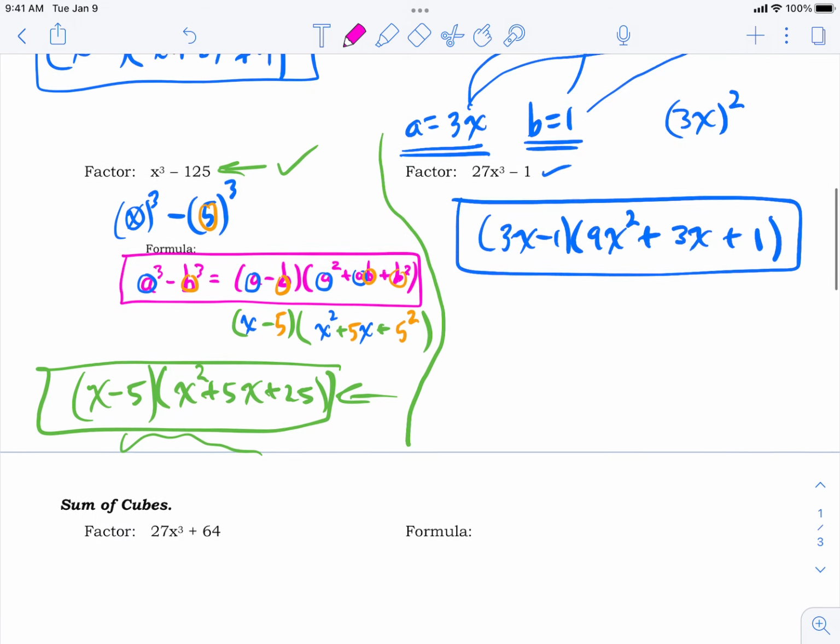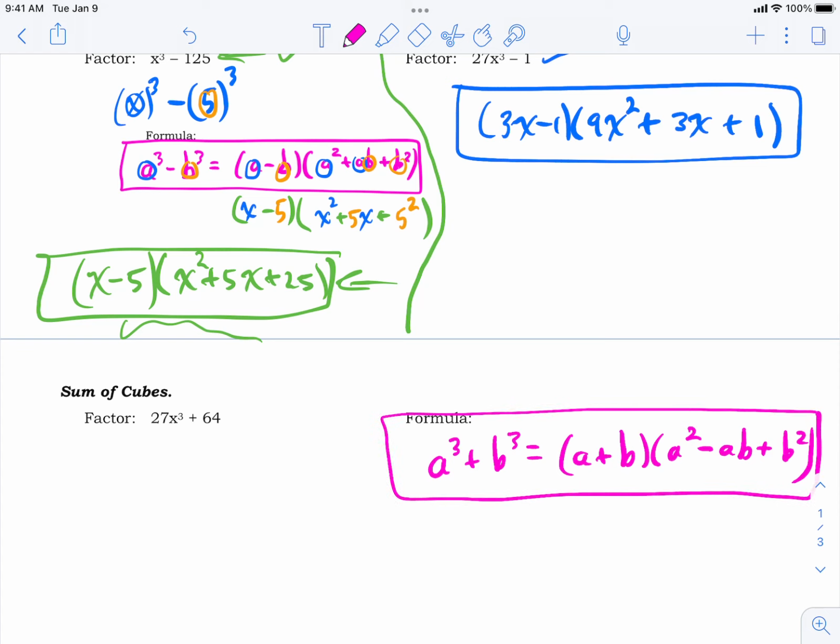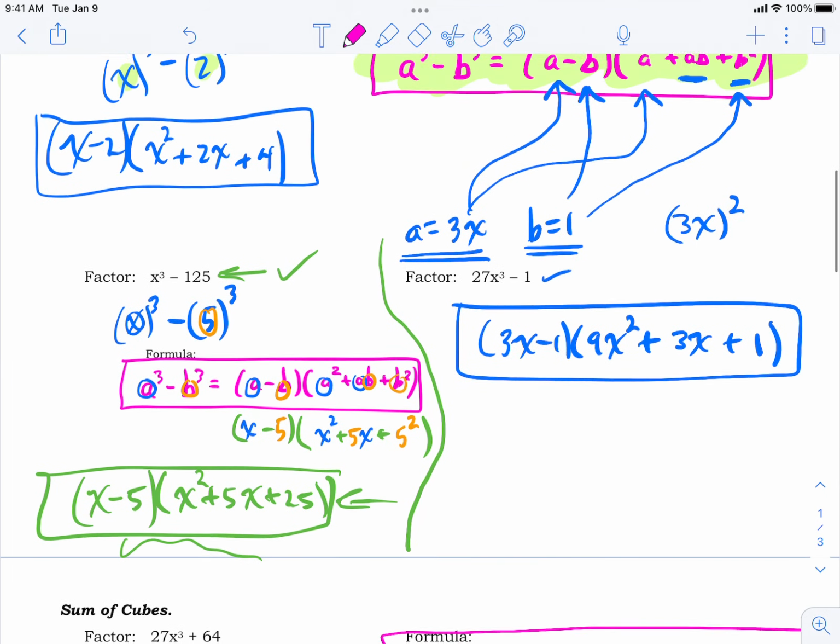So a cubed plus b cubed, if you have not a difference, but a sum of cubes. I'm going to put the formula over here. A cubed plus b cubed, you factor it this way: a plus b, a squared minus ab plus b squared, like this. Now that formula's got to sound pretty similar to what we just had. It is very similar to what we just had.